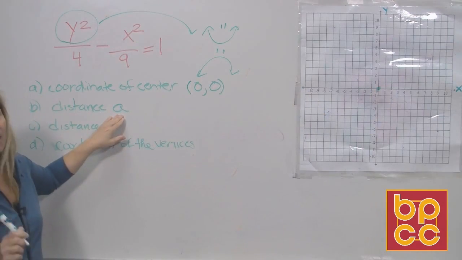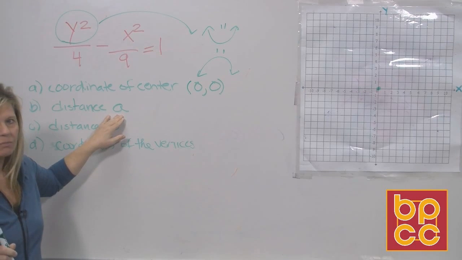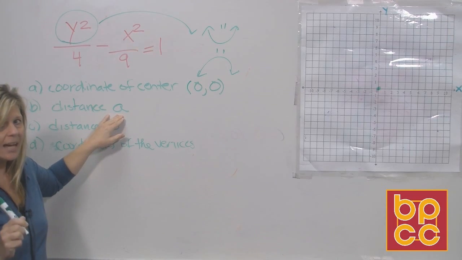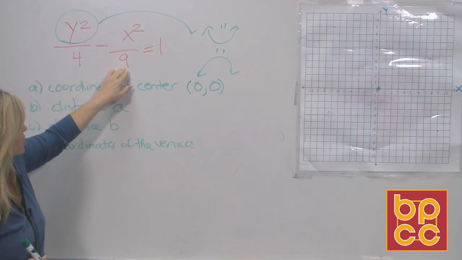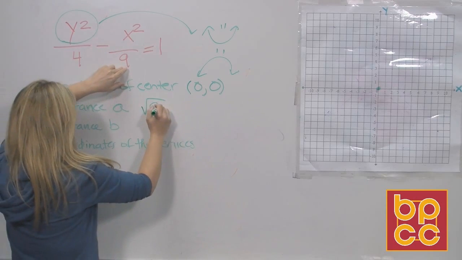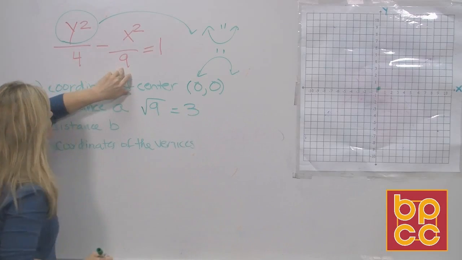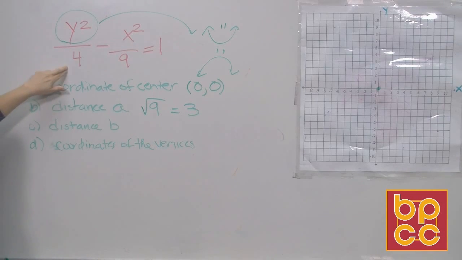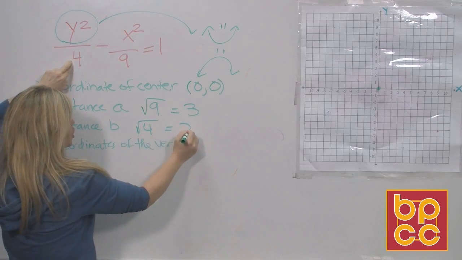Distance A is always under x. Distance A always goes under x. Here's distance A, because that's x. You're going to take the square root of 9, you're going to get 3. Distance B is always underneath y. Don't listen to the book. Don't listen to anybody else. Follow my lead. I'm giving you something that's easy to memorize. Distance B is always underneath y. Distance B is the square root of 4, which is 2.